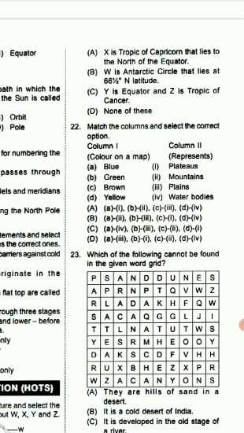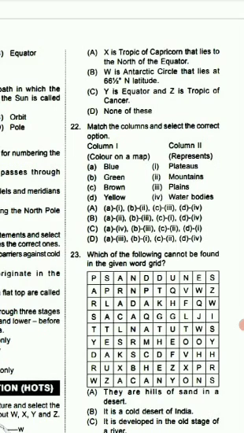W, X, Y, and Z in the given picture are the Arctic Circle, Tropic of Cancer, Equator, and Tropic of Capricorn respectively. Tropic of Cancer lies towards the north of the equator. Antarctic Circle lies at 66.5° south latitude.